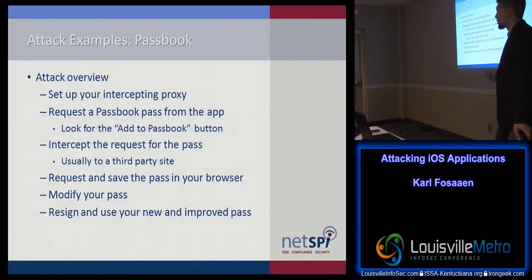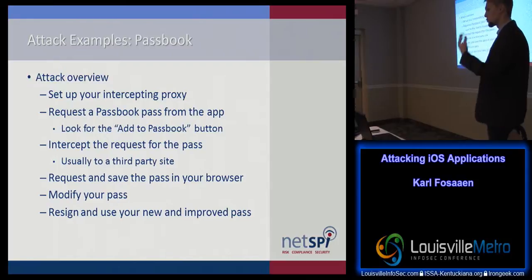So the attack overview with Passbook, in general, is that you want to set up your proxy and request a Passbook pass. In the application, it's going to say add to Passbook, or pull up some kind of information card. At that point, it's going to call out to whatever service it gets the Passbook pass from, and that's when you can intercept it. Like I said, it's usually from a third-party site. There are not a lot of places I've encountered that do this on their own domains. They're usually farming this out to probably 3 or 4 different vendors that I've seen handling Passbook passes.